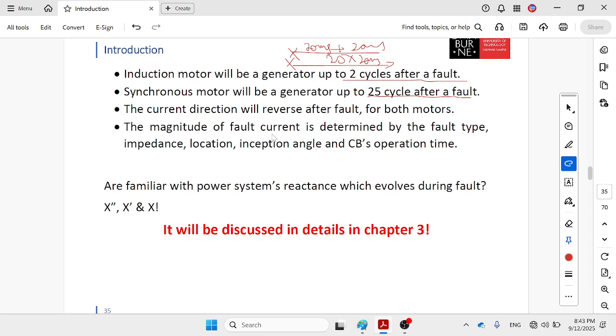The magnitude of the fault current is determined by the fault type, impedance, location, inception, and so on. In chapter 3, we will discuss what the meaning of this is; it will be explained more there. In chapter 3, we will explain the meaning of the different time scales and different values for X. What is X? Can you remember? Z, which is impedance, is equal to resistance plus jX, where X is the reactance, the inductance part.